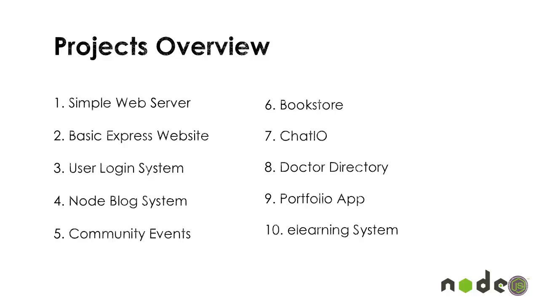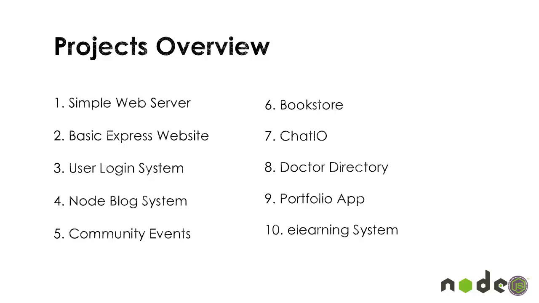Here's a project overview. In Project 1, we'll be building a simple web server, an HTTP server. Project 2 will be a basic Express website with a contact form that works. And Project 3 will be a complete custom user login and registration system. This is going to be a big project, but I guarantee you're going to learn a lot from it. Chapter 4 will be a simple blogging system. Chapter 5 will be a community events program. So basically, we're going to use Drywall for user management, and then we're going to add some functionality for events.